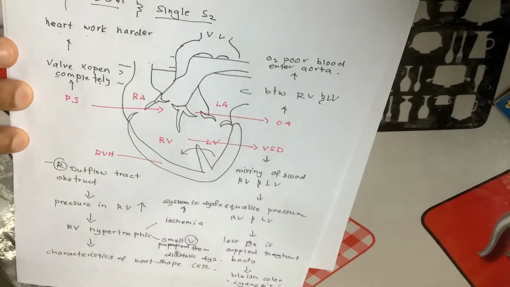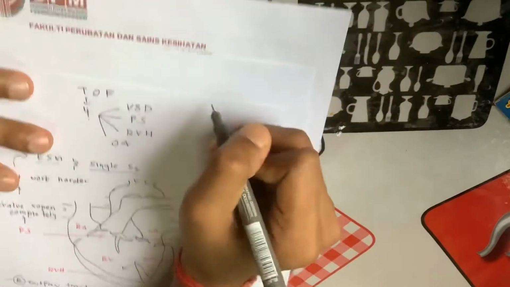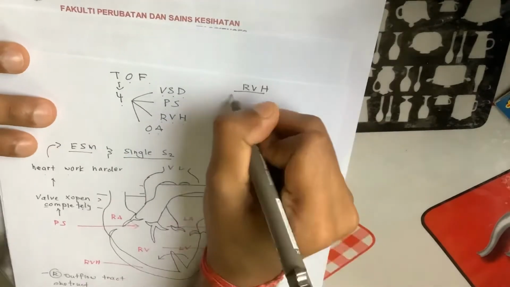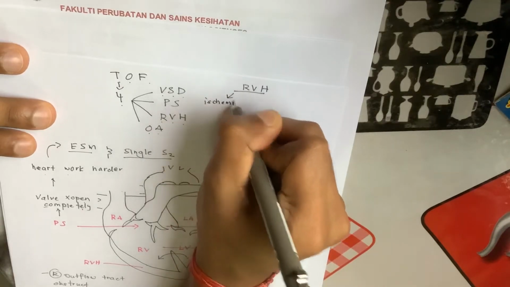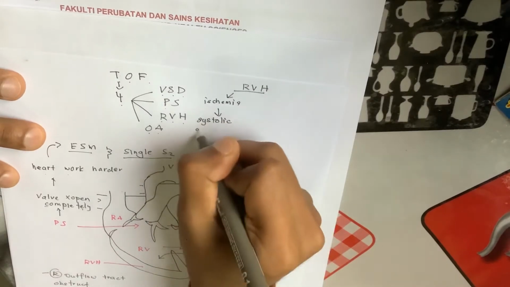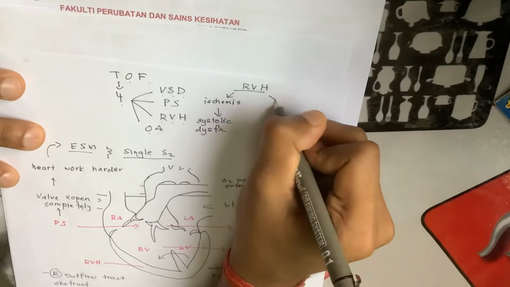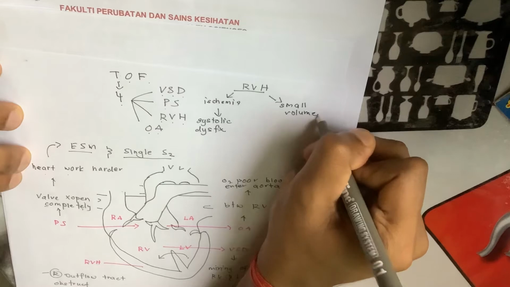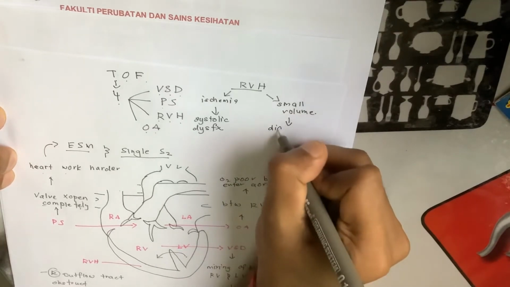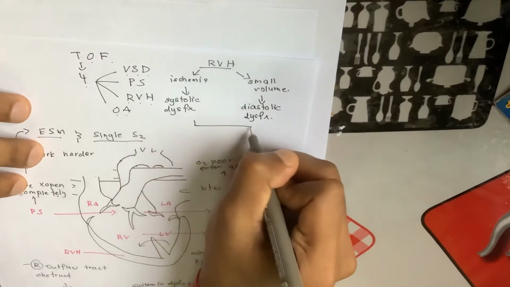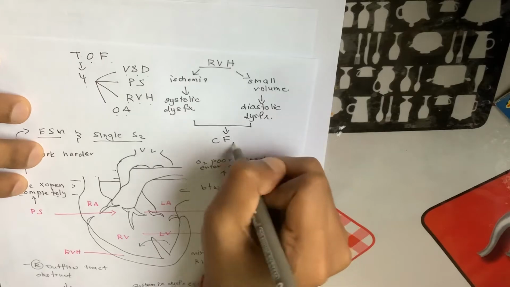Now let's see how heart failure occurs in tetralogy of Fallot patients. There is right ventricular hypertrophy, and this hypertrophied right ventricle is more prone to ischemia. This ischemia can cause systolic dysfunction. At the same time, a small volume of blood is pumped from the right ventricle, which causes diastolic dysfunction. Both dysfunctions lead to heart failure.